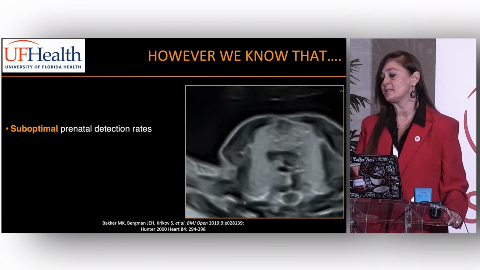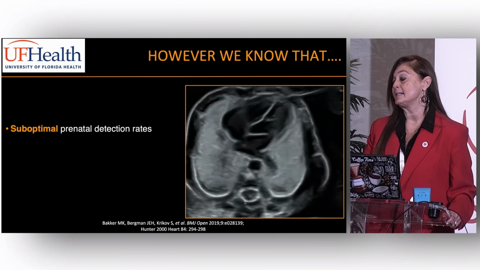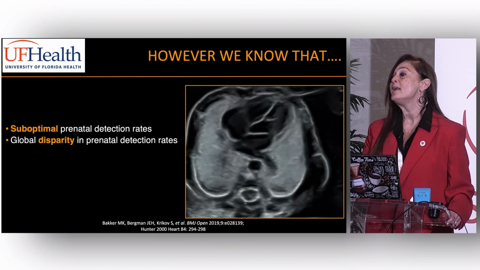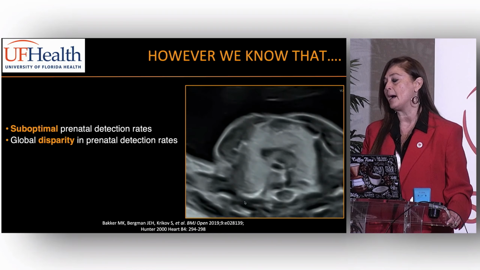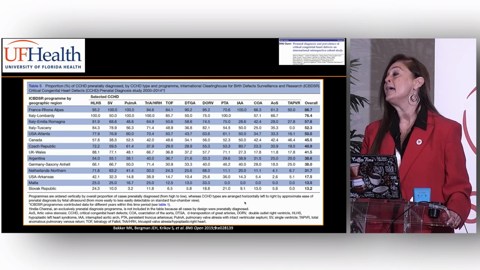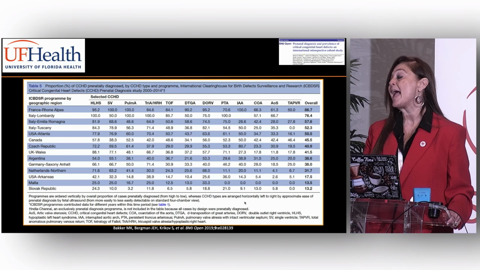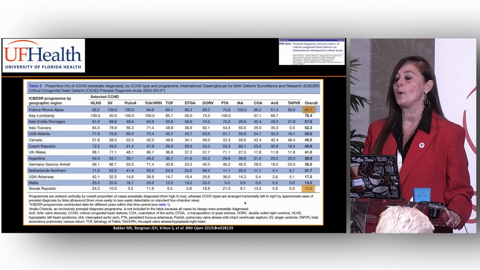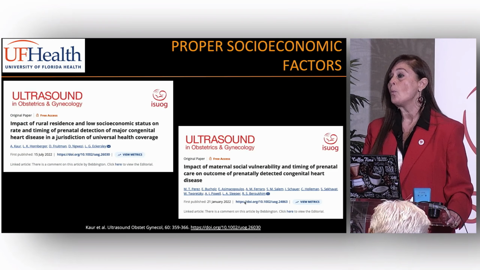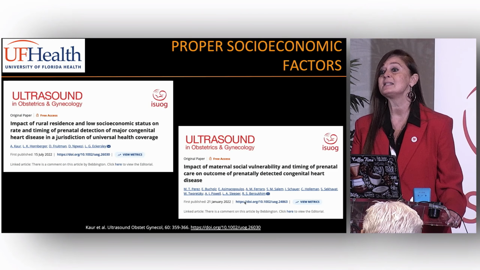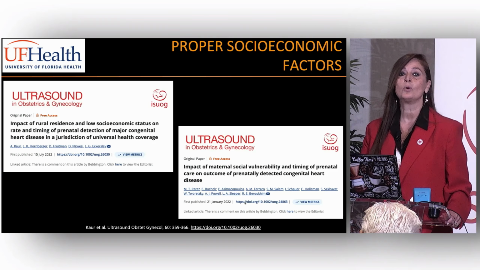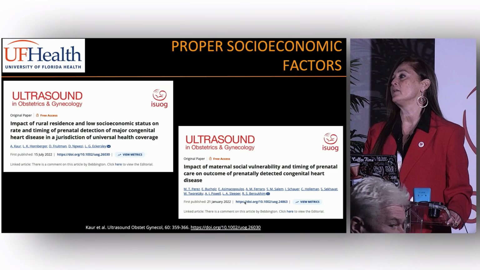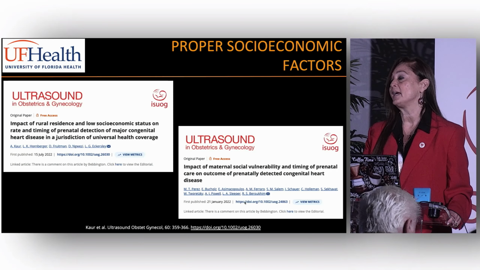Now, we know that still we have suboptimal prenatal detection rates, and there are significant global disparities. And if we look at some of the data from the National Clearinghouse, it shows that detection rates can vary anywhere from 13 to 87%, depending on where you are in the world. We also know that there's ample evidence that socioeconomic factors play a role, depending on how far you are from a tertiary care center, where you are in the world, and this is a huge gap that we have yet to close.